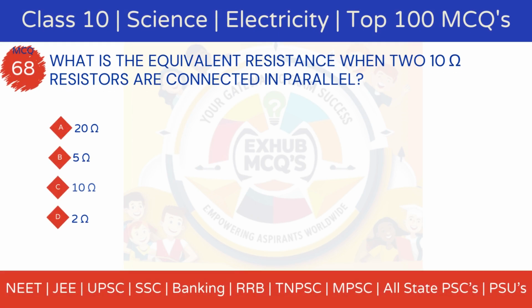MCQ 68. What is the equivalent resistance when two 10-ohm resistors are connected in parallel? Option A, 20 ohm. Option B, 5 ohm. Option C, 10 ohm. Option D, 2 ohm.